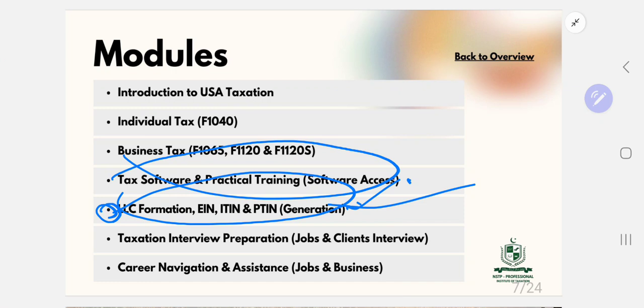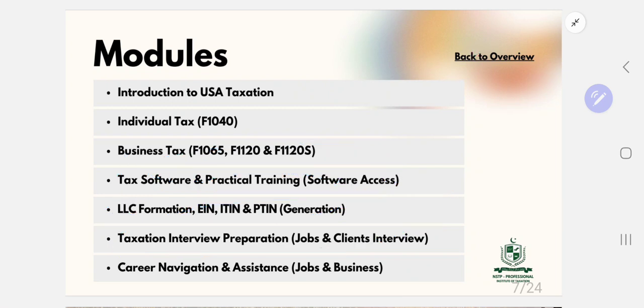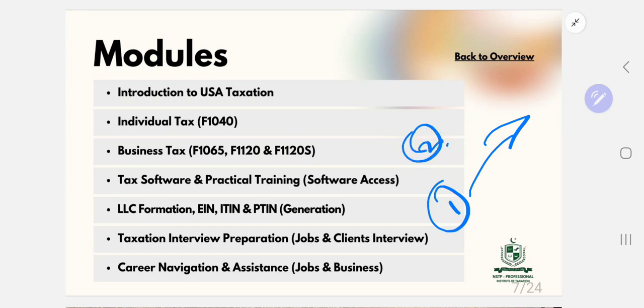After that, another important module in this course is taxation interview preparation. In this module you will learn about two interviews. First, how to give an interview: the technical aspects of giving interviews for remote jobs and for physical jobs in BPOs related to USA taxation. And second, how to take an interview. When you are in the USA taxation field, doing your job, your freelancing work or your business, you have to take interviews from your clients to prepare their returns. That's why this module is also very crucial for you guys to learn to become a good US tax preparer.